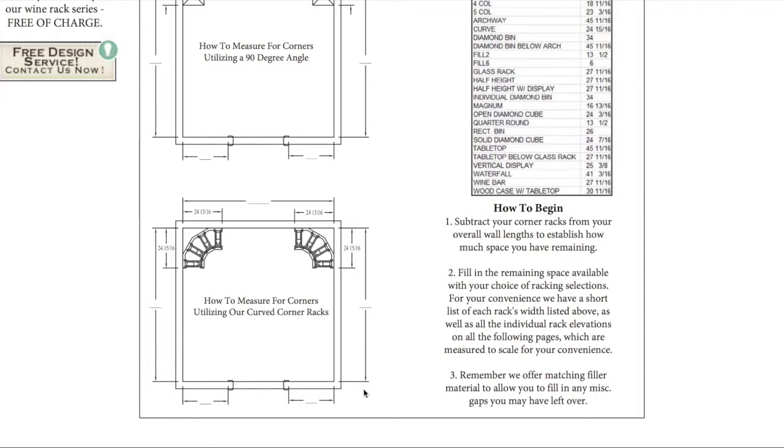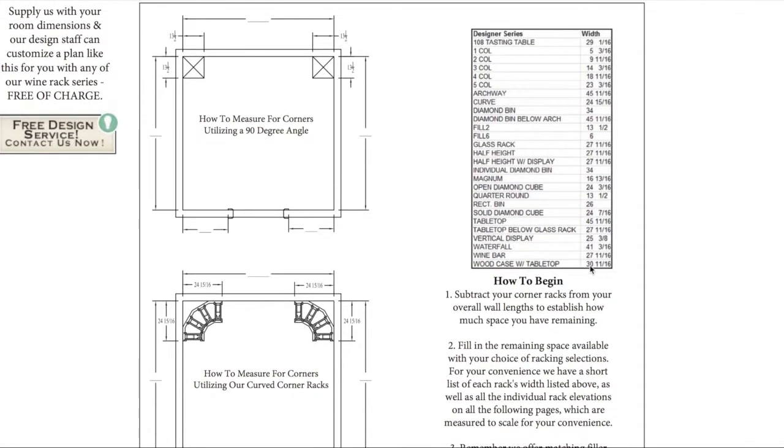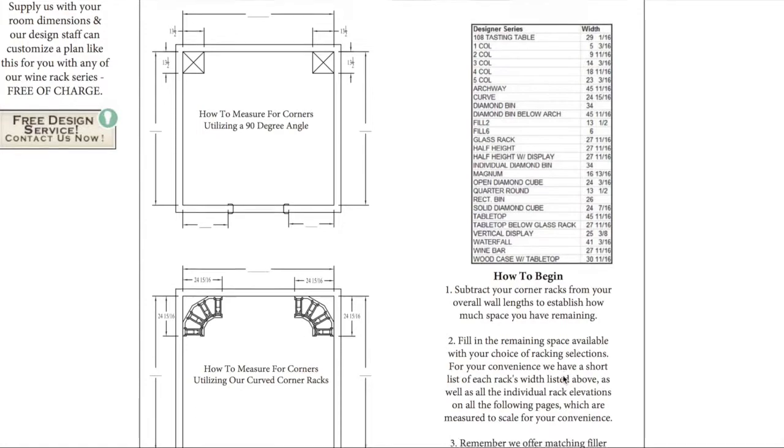To help you lay it out, we've listed the kits on the right-hand side. We've listed their widths, so you determine what you want on your wall, from tasting centers to archways, diamond bins, or just individual storage. Since it's all being nailed together, you can use any mixture you prefer. Select two 3-column individual racks to make 6 columns and add in a diamond cube, for example. We do offer filler panels, so if you're a little short on dimensions, you can use the wood filler panel to fill in those gaps.